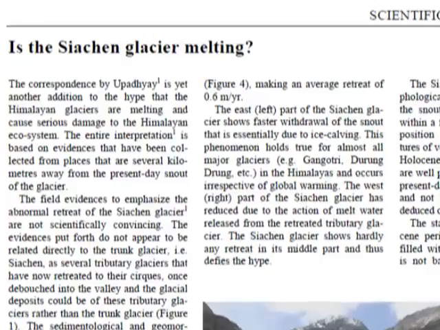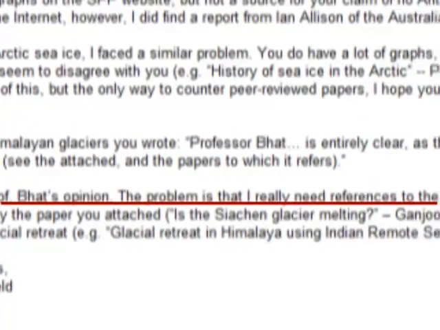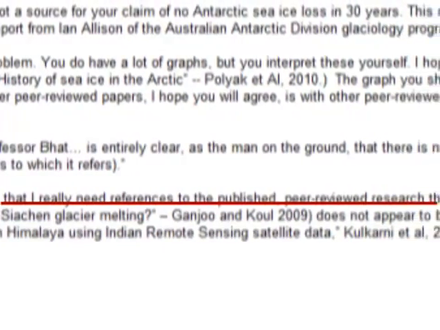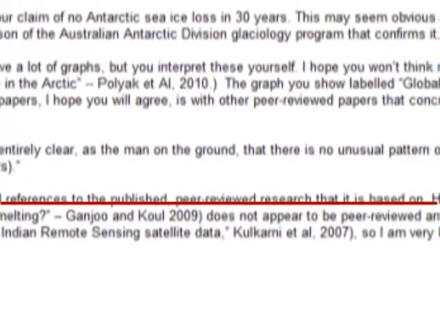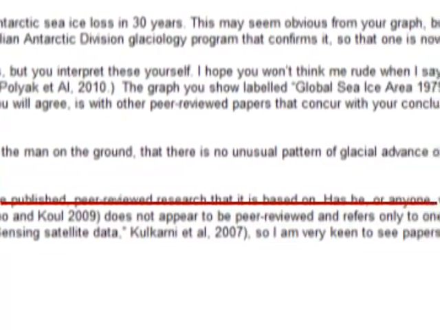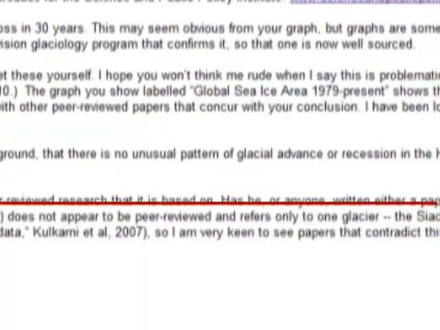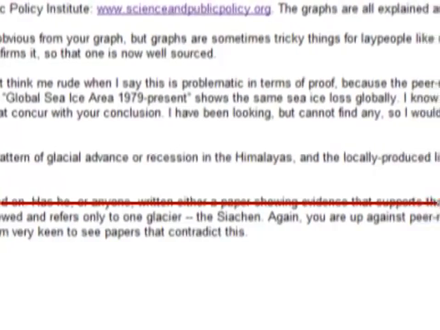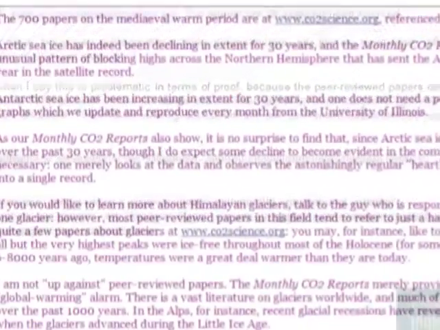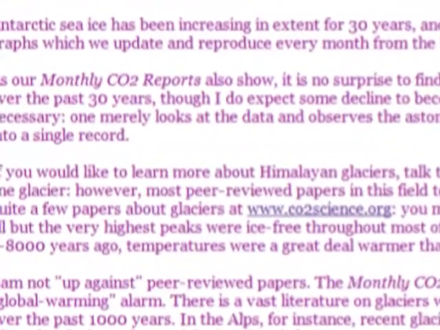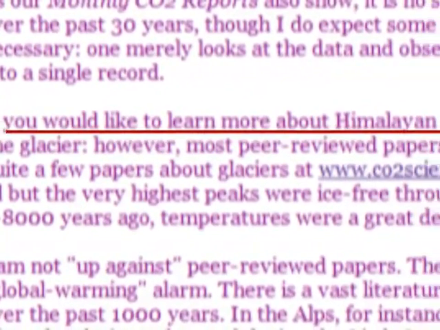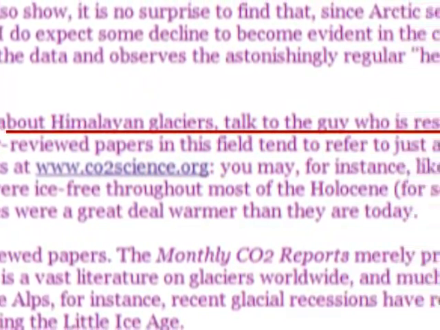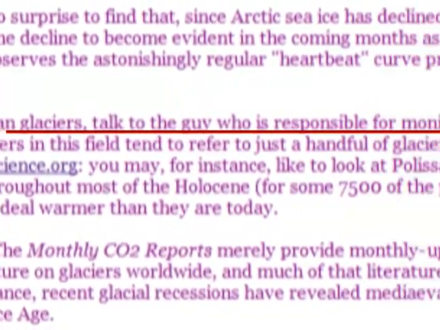So I wrote back, I respect Professor Bhatt's opinion. The problem is I really need references to the published peer-reviewed research that it's based on. Has he or anyone written a paper showing evidence that supports that opinion? When Monckton replied, he still gave no reference to a paper which substantiated his claim. But I did learn about the status of the mysterious Professor Bhatt. If you would like to learn more about Himalayan glaciers, talk to the guy who is responsible for monitoring them. And then he gave me the email address.